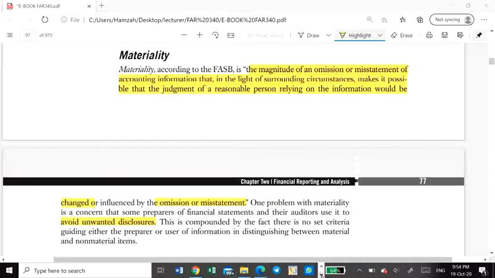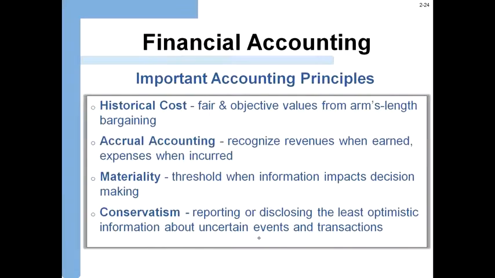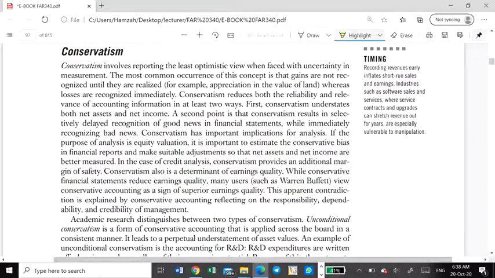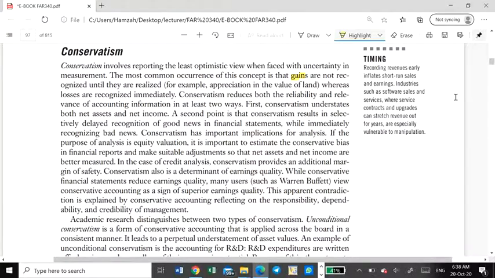Okay, so next kita akan tengok kepada conservatism. Okay, so conservatism principle ni is reporting or disclosing the least optimistic information about uncertain events and transactions. The most common occurrence of this concept is that gains are not recognized until they are realized, whereas losses are recognized immediately.